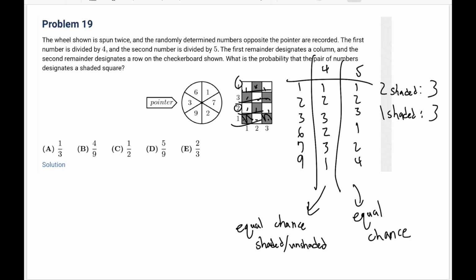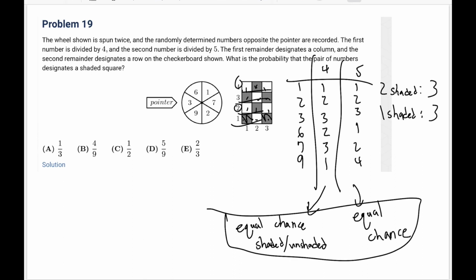So this means that collectively, it has the same chance of being shaded as the chance of being unshaded. So the probability of being shaded is the same as the probability of being unshaded. So this is all 1/2. Therefore, the answer is C.